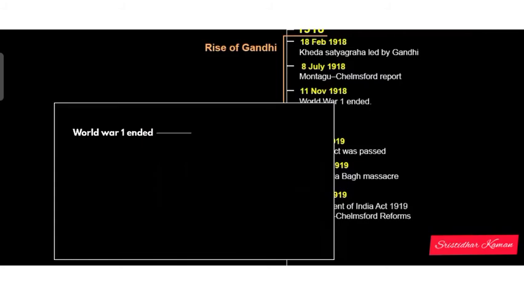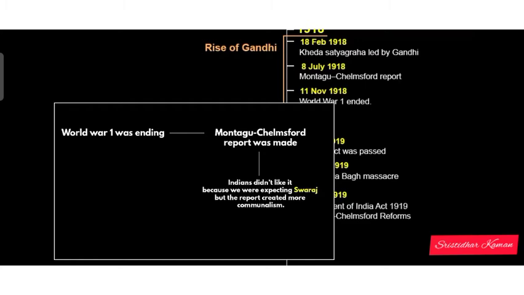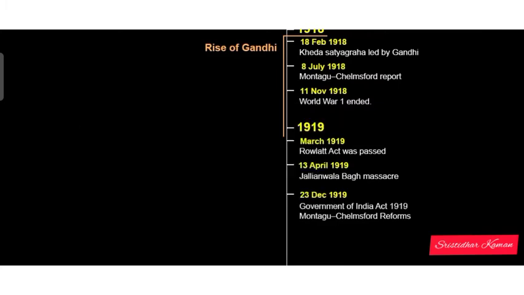So remember this order. World War I ended, then the Montagu-Chelmsford report was made. Indians did not like it because we were expecting Swaraj, but the report created more communalism. Because of people's anger, the British introduced the Rowlatt Act in 1919. After that, the Jallianwala Bagh massacre happened. So remember this pattern.